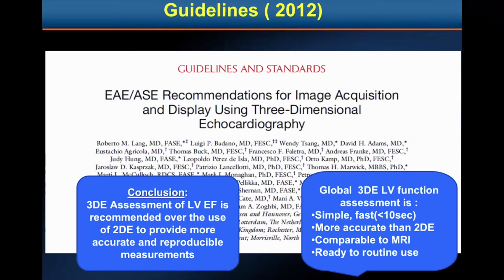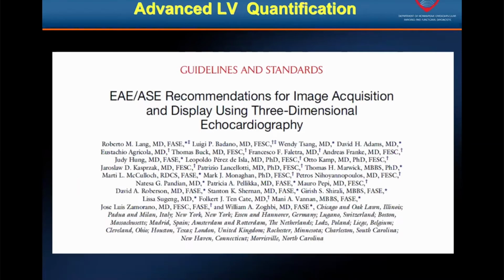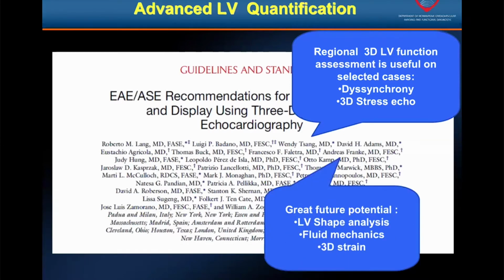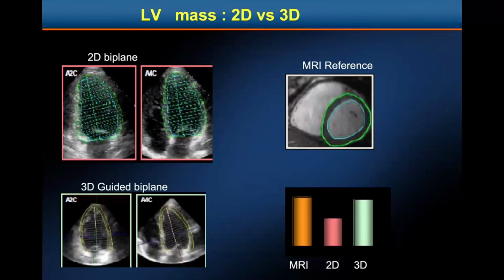The data is very comparable to data from the MRI, and it's really ready for routine use in daily clinical practice. Regional 3D left ventricle function assessment is useful for selected cases, for assessment of the synchrony of the ventricle and for 3D stress echocardiography. There is also great future potential from this guideline, like analyzing the left ventricle shape. We can also use it for the analysis of fluid mechanics, and to analyze the three-dimensional strain.